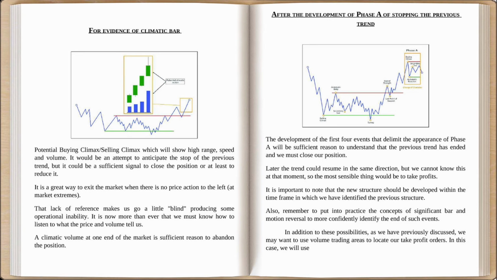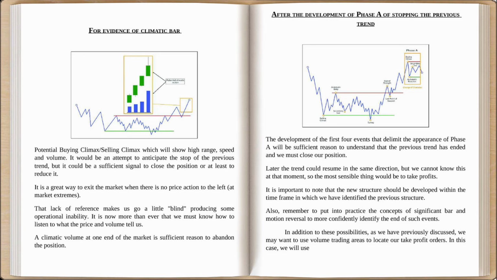After the development of phase A of stopping the previous trend, the development of the first four events that delimit the appearance of phase will be sufficient reason to understand that the previous trend has ended and we must close our position. Later, the trend could resume in the same direction, but we cannot know this at that moment, so the most sensible thing would be to take profits. It is important to note that the new structure should be developed within the time frame in which we have identified the previous structure. Also, remember to put into practice the concepts of significant bar and motion reversal to more confidently identify the end of such events.